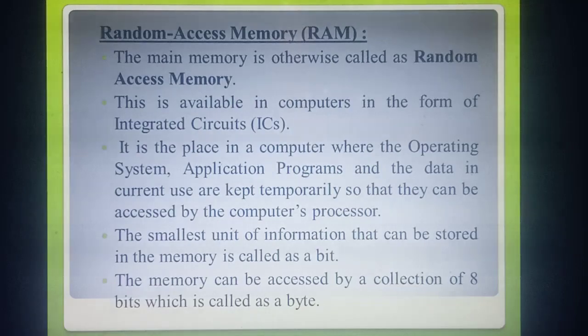In this paragraph you have studied 3 important 1 mark questions. What are they? Main memory is also called random access memory. Important 1 mark question. Next, RAM in computers is available in the form of what? Integrated circuits. Then, the smallest unit of information stored in a memory is called a bit. Then, memory accessed by a collection of 8 bits is called a byte. So, 4 one-mark questions you have studied in this topic.